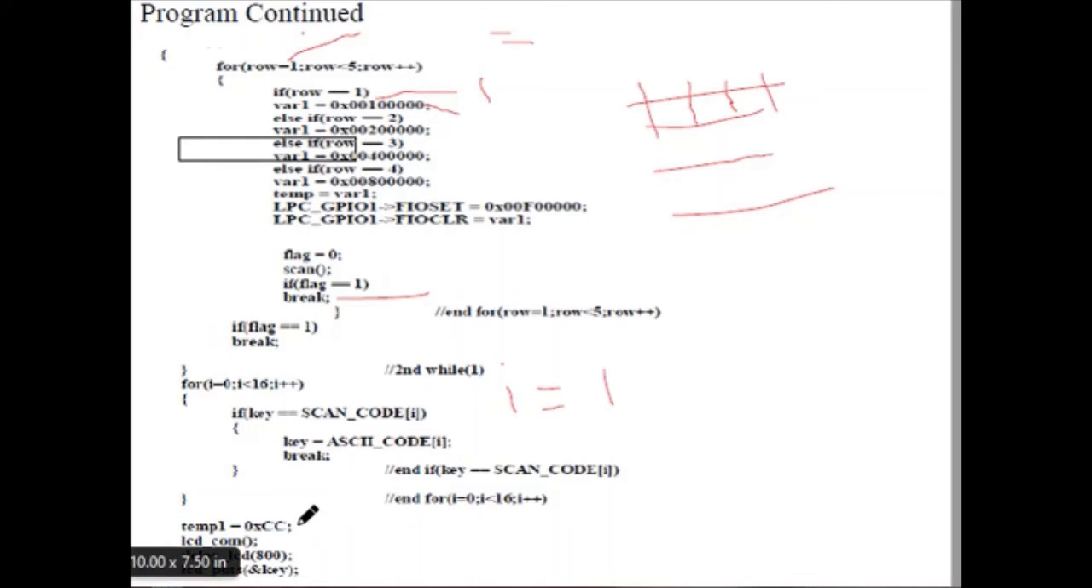After that, we are loading temp1 with the LCD command 0xcc. What is this LCD command 0xcc? I will show you. Depending on that, we'll call the LCD command, as it is displayed here. Then a delay of 800 milliseconds is called. Then the key which is pressed, that character will be loaded.